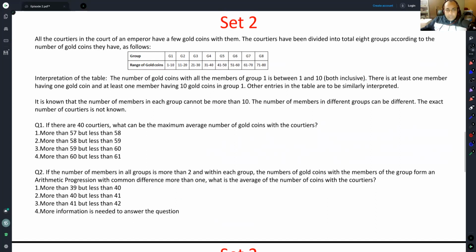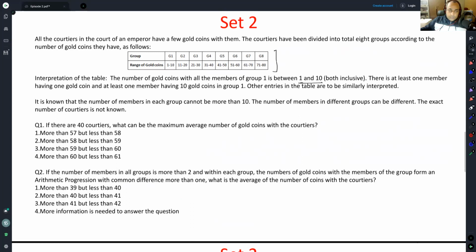Interpretation of the table. The number of gold coins with all the members of group 1 is between 1 and 10, both inclusive. G1 has at least 2 members. One of them has 1, one of them has 10. There is at least one member having 1 gold coin and at least one member having 10 gold coins in group 1. Other entries in the table are also similarly interpreted.